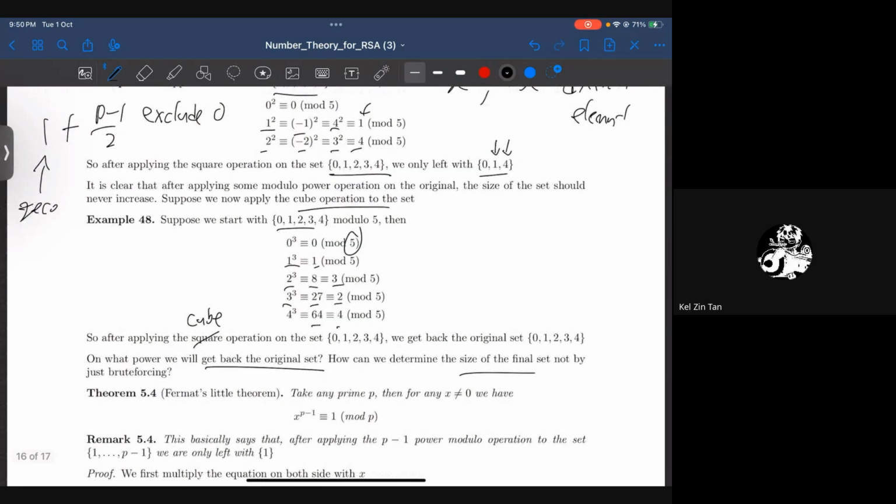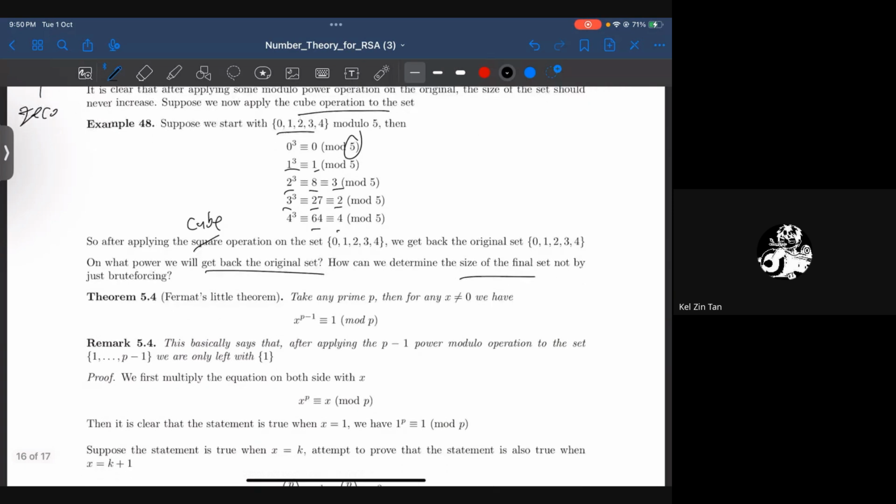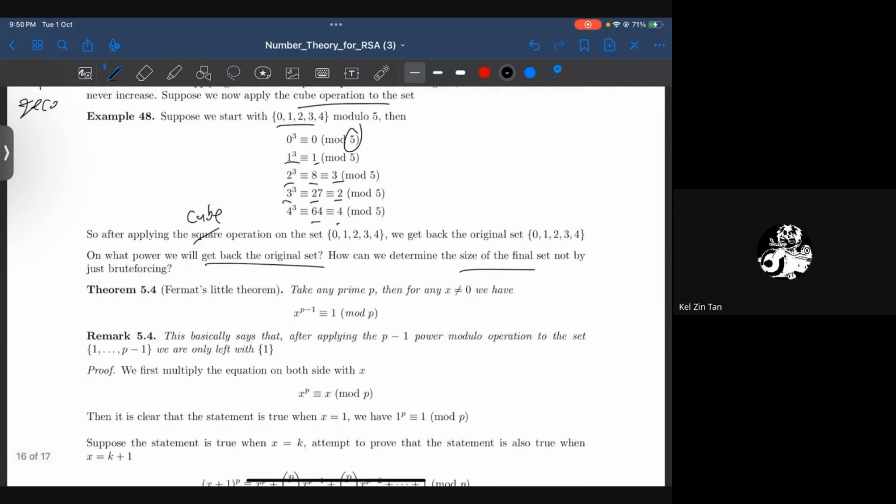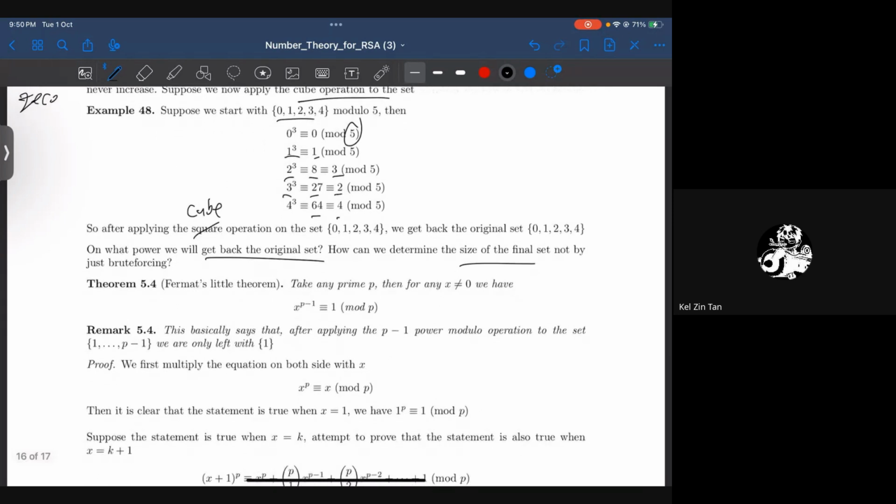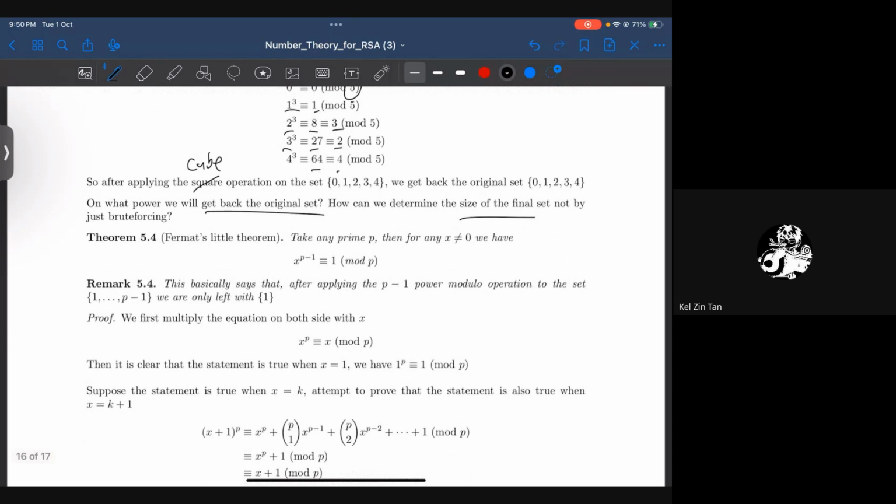To actually determine the size of the final set, that involves a little bit of group theory, but I will not talk about that, because if I talk about that, then there will be another 3 sessions that I need to cover. So we just look at one simple example, or one simple consequence, which is Fermat's Little Theorem. Fermat's Little Theorem says that suppose we are doing modulo p and we are raising to the power of p minus 1, everything will crash into 1.